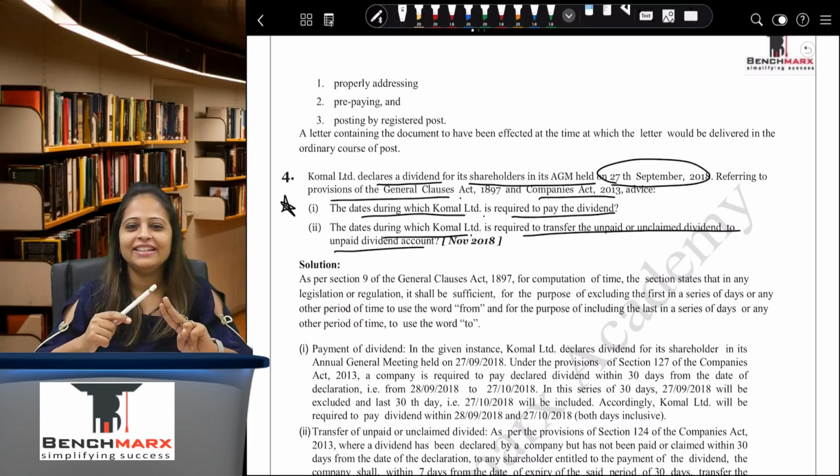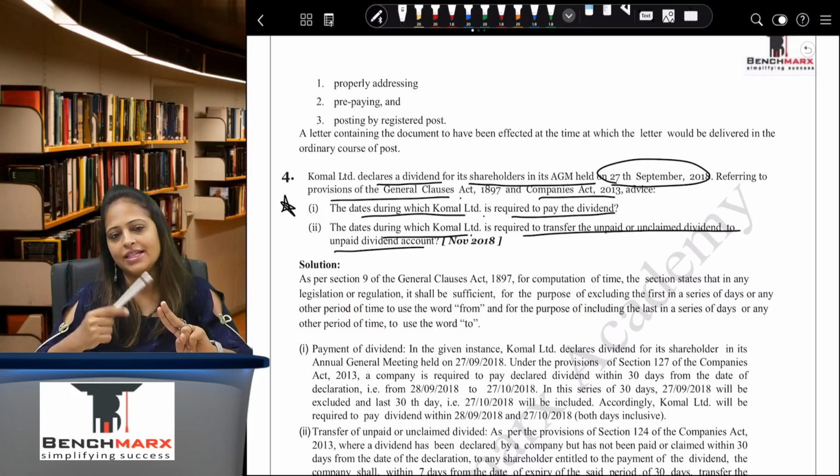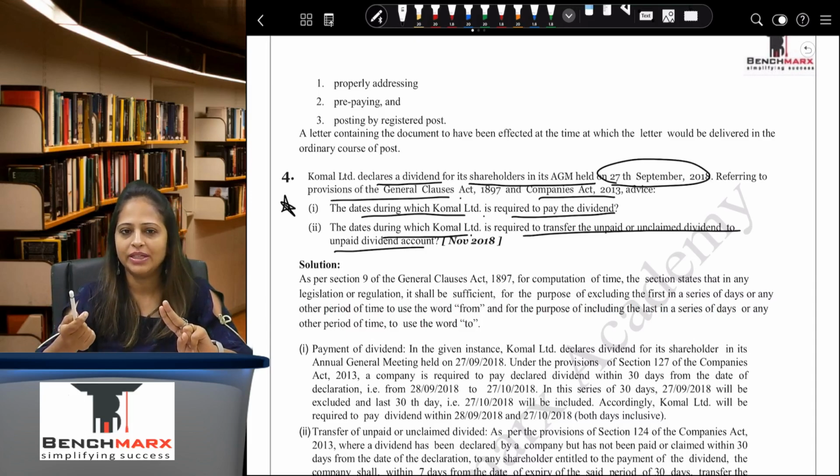And secondly, once 30 days are over, if you don't pay within 30 days, then you will have to transfer it to the unpaid dividend account or unclaimed dividend account within a period of 7 days. So here you are giving your answer based on the Companies Act.